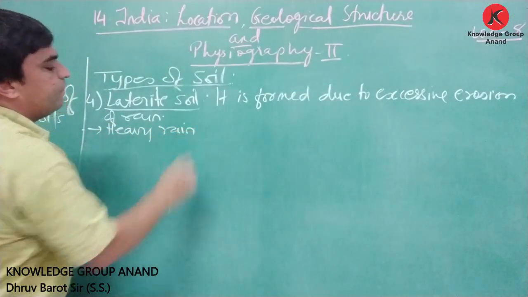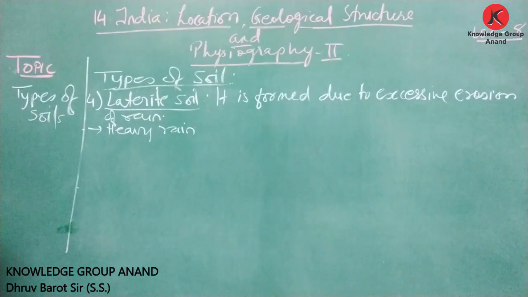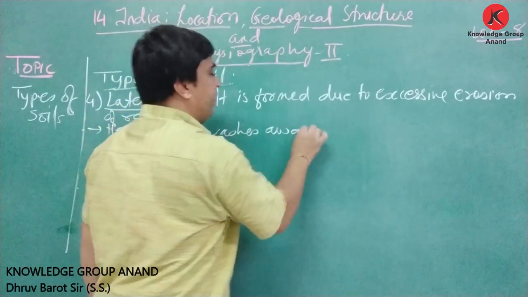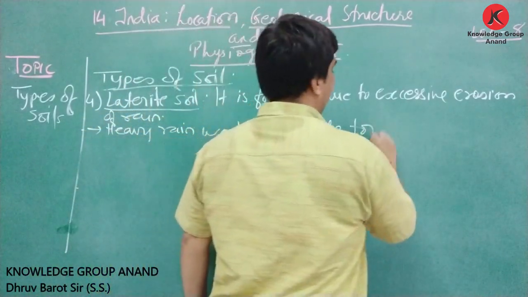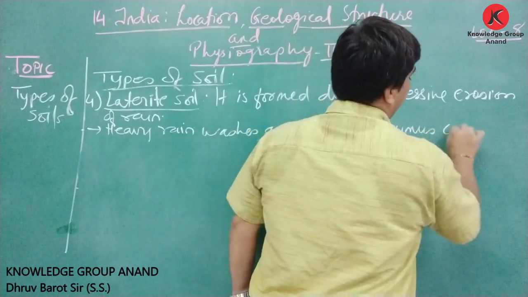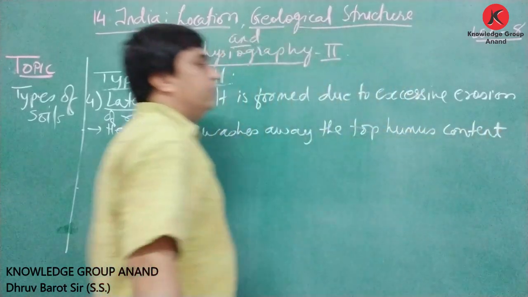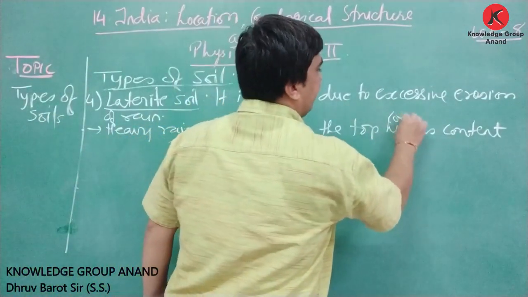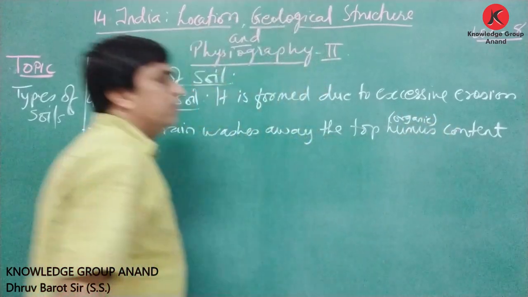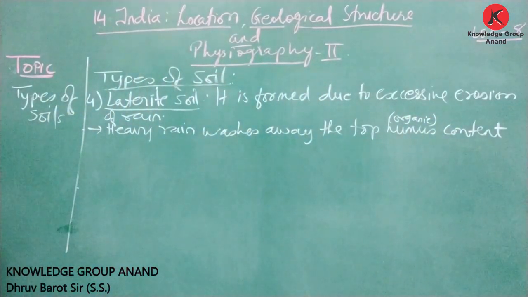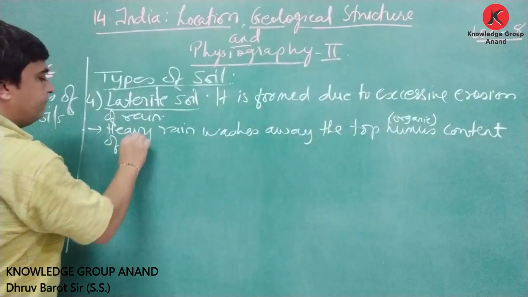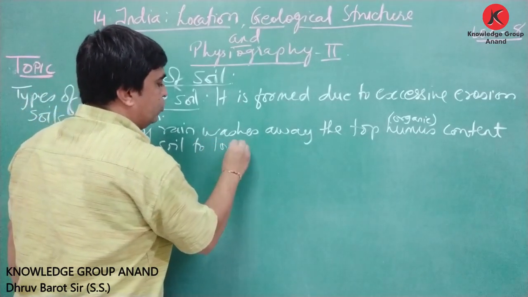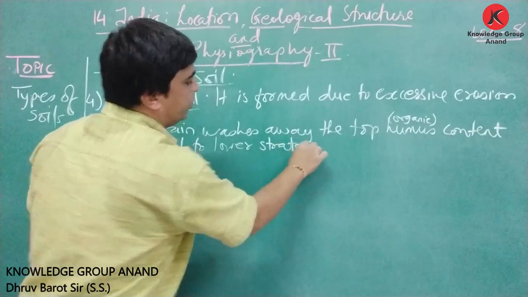Heavy rain. If we talk about this soil, heavy rain washes away the top humus content. Humus, that means we can say the organic content of the soil, to lower strata.